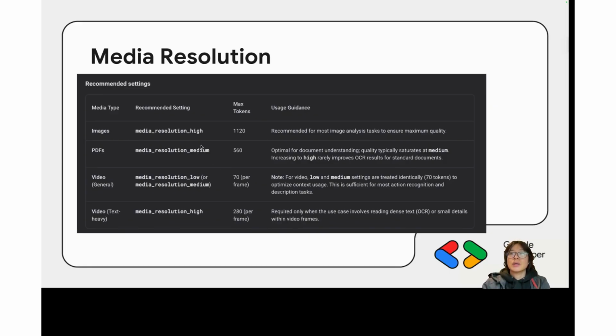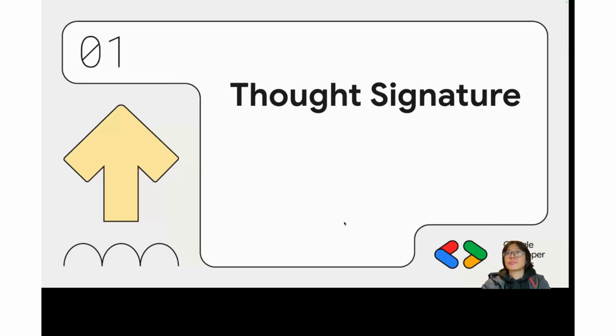So for images, the recommended setting is high. For PDFs, the recommended setting is medium. For video, use low and medium for most cases. Use high when the video has dense text or small details that need to be captured within video frames.